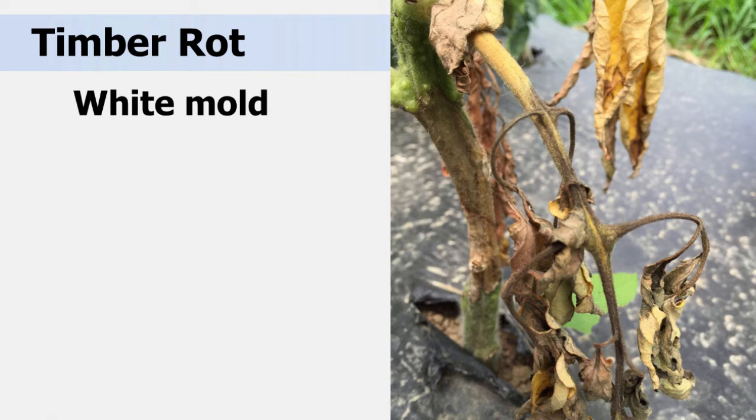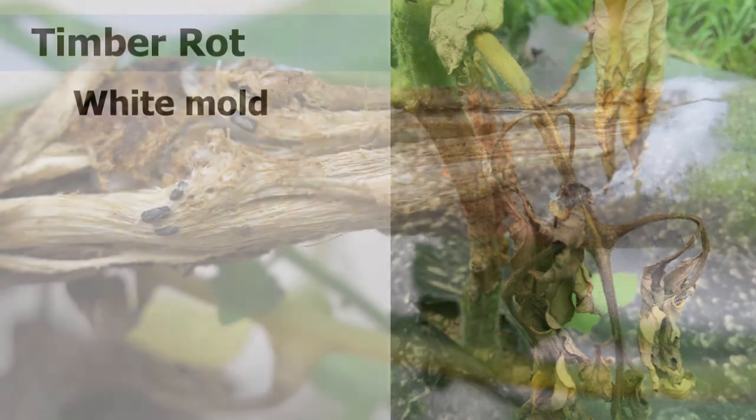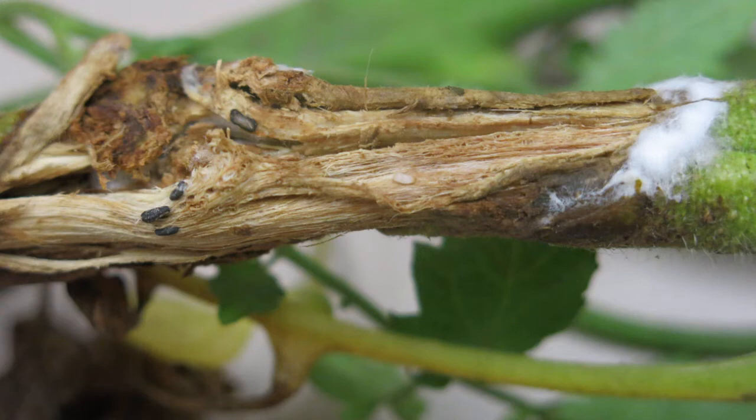Timber rot, or white mold, typically initiates in a leaf axil, where a flower blossom falls and becomes lodged, or on damaged stems or petioles. The pathogen does not infect healthy tissue until after it has colonized dead or senescent plant parts such as flowers or leaves. The lesions initially have a water-soaked appearance and will gradually enlarge to cover the stem.